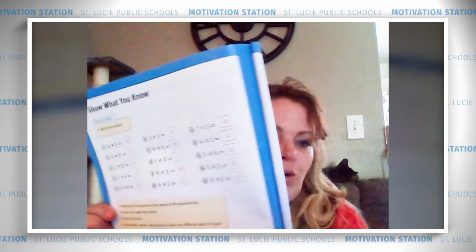Okay, so let's go to page 58, show what you know. The first 15 problems are pretty self-explanatory. You just have to write the product. That's the directions, write the product. And remember, a product is the answer to a multiplication problem. So you're just writing those out. If you want, on your own workspace page you can draw out circles and stars, draw arrays, or do repeated addition to figure it out. Feel free to do that.